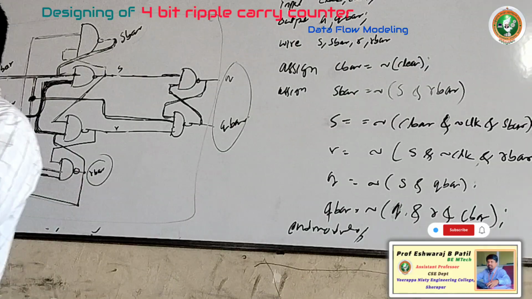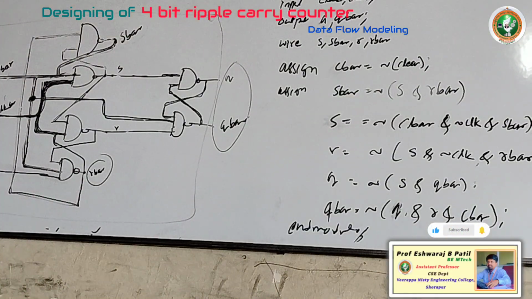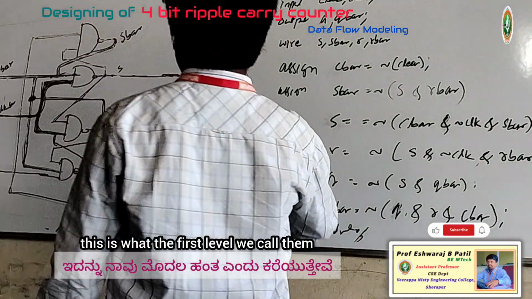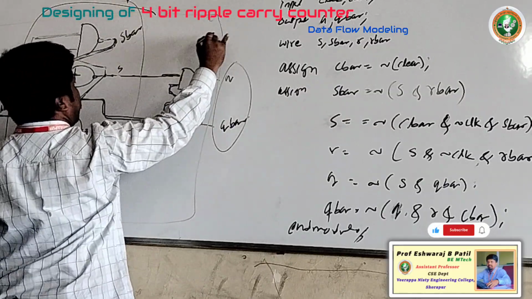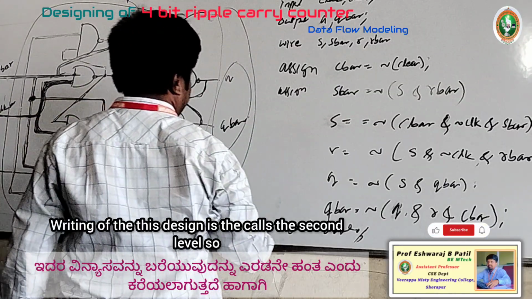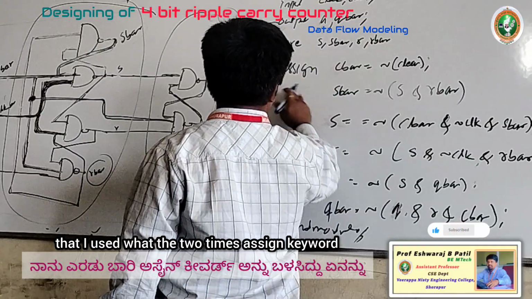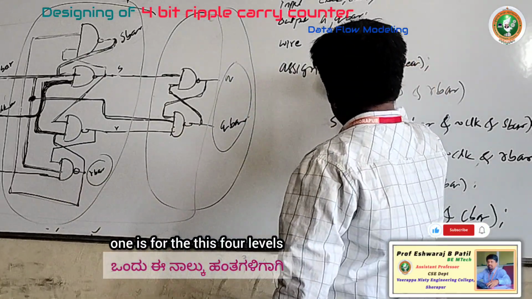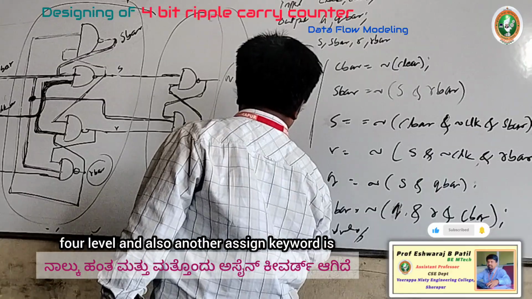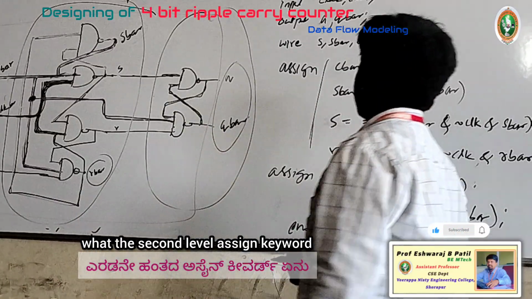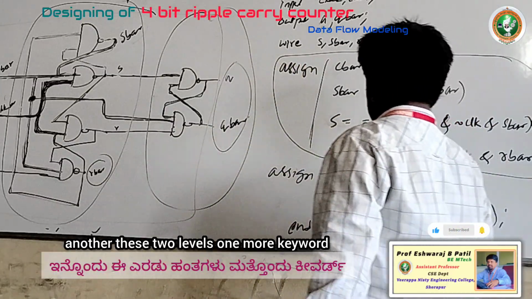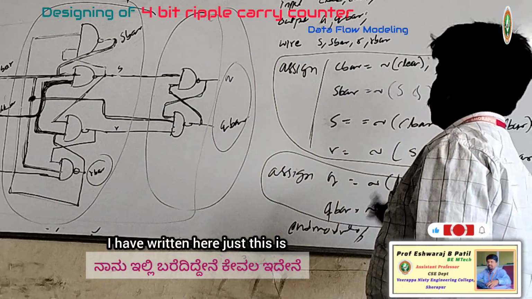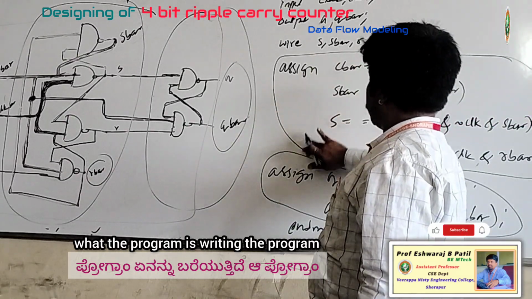End module. Is it correct? Okay, this is the first level; we call this the writing of the program. Writing of this design is called the second level. So I used the assign keyword two times: one for these four levels, and another assign keyword for the second level, these two levels. This is the programming, writing the program.